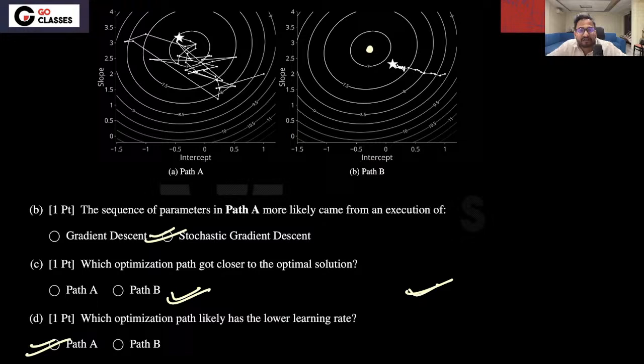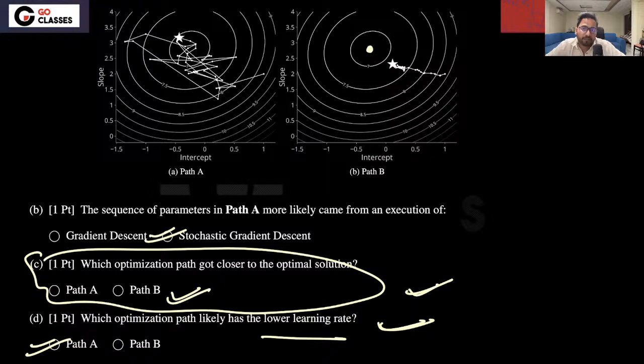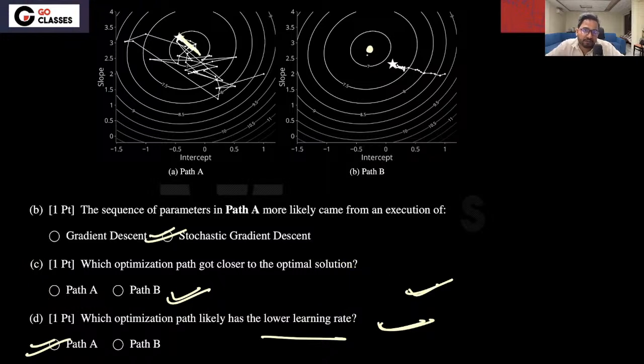Again, maybe they are saying that this might be a larger distance and this might be a smaller distance. Don't know. Actually, this is not exact. A good question could be, okay, which optimization path has the lower learning rate? This is a good question. The closeness is a little bit ambiguous, because if this distance is closer, this is closer maybe. Okay, so let's just not worry about it.